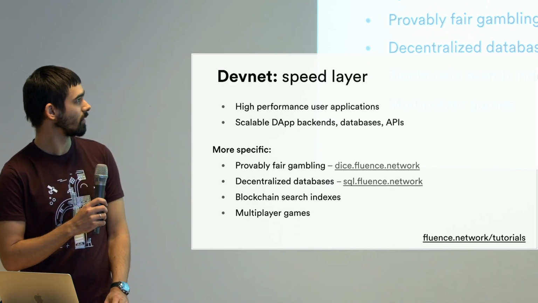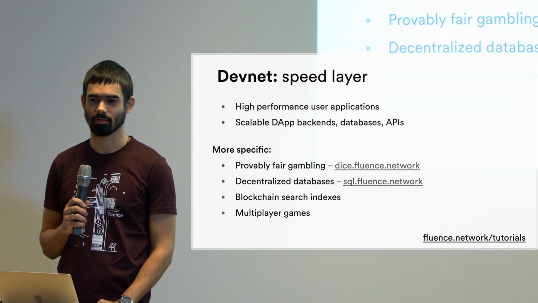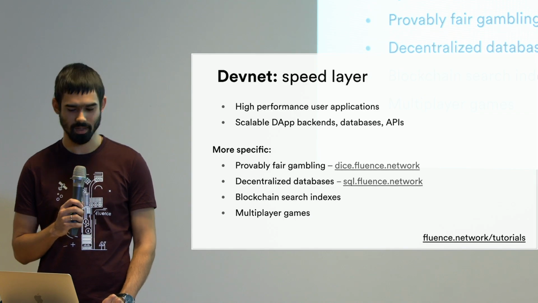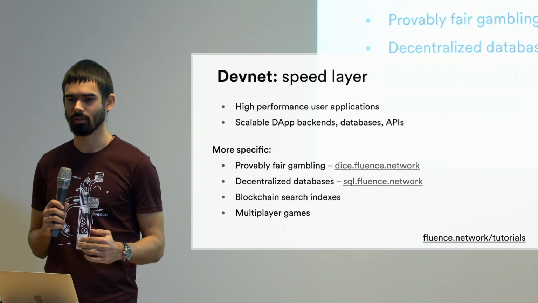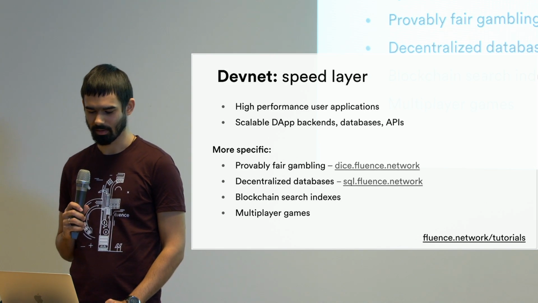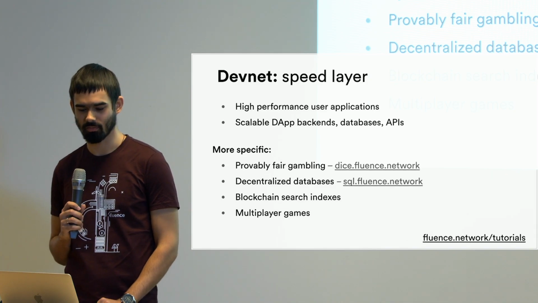You have seen this slide already. DevNet right now is a speed layer, but it's really implemented. So everything that you can do with Fluence, you can do right now. We have several specific examples of Fluence applications.